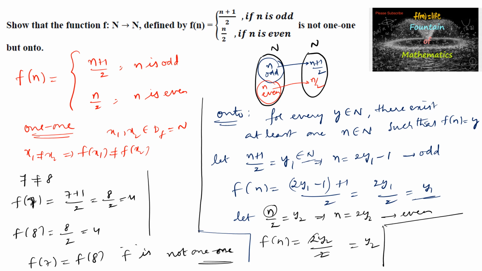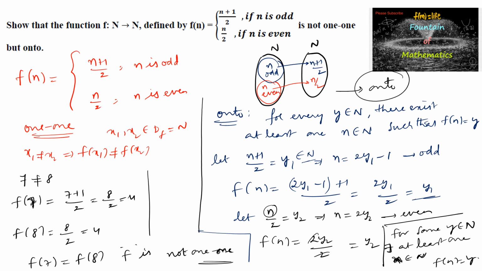So generally we can say that for some y belonging to N, there exists at least one x, or n, belonging to N, either odd or even, such that f of n is equal to y, and hence we can say this function is onto. So this function is not one to one, but onto.